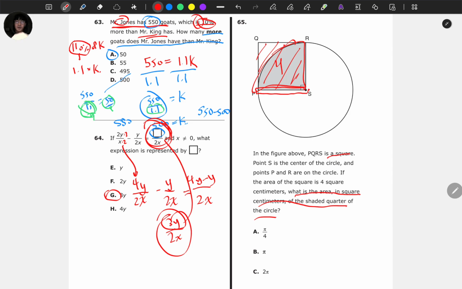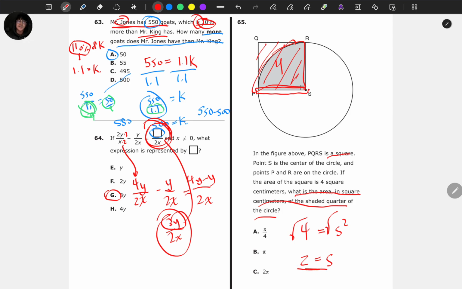So remember the area of a square. That's just its side squared, right? So if they're telling you that the area is 4, and I say it's the side s squared, that means all I got to do to find s is just take the square root of this, right? So that means that s is equal to 2.